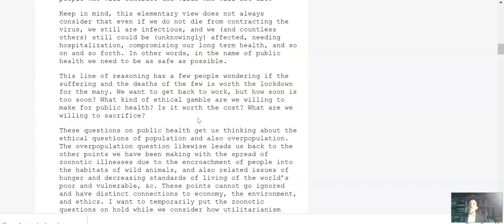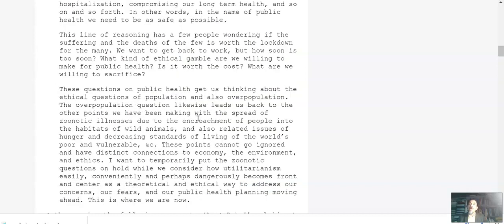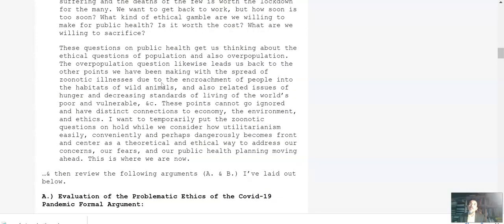Now, don't get distracted with that utilitarian element, because what I'm wanting students to do is start thinking about how it is that that perhaps is straying from goodness. Okay, so I just want you to start thinking of that. So let's see. This line of reasoning has a few people wondering if the suffering and deaths of the few is worth the lockdown for the many. We want to get back to work, but how soon is too soon? What kind of ethical gamble are we willing to make for public health? Is it worth the cost? What are we willing to sacrifice? So that's really the main push here.